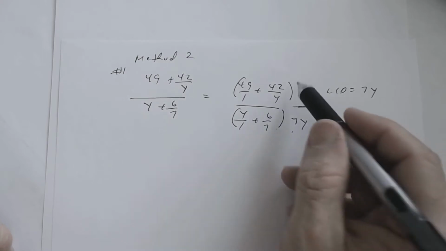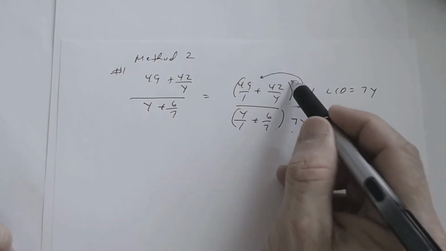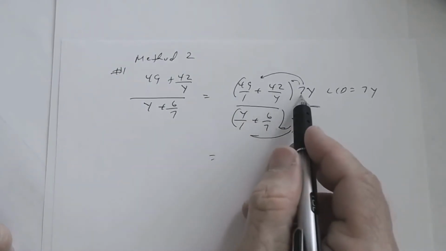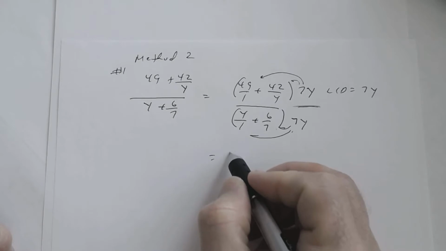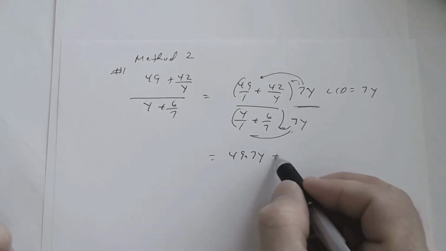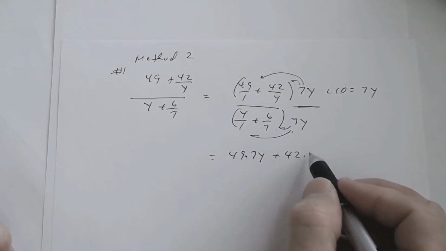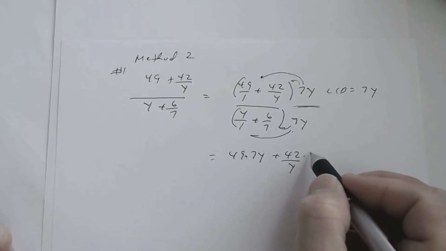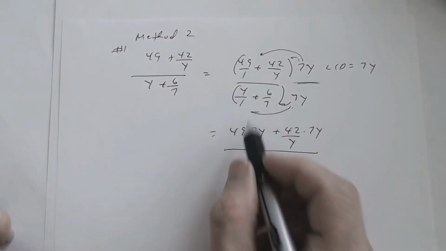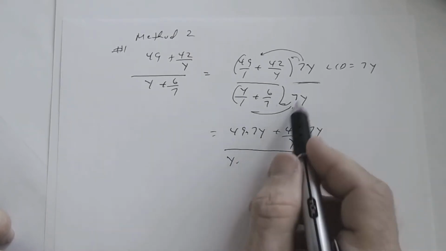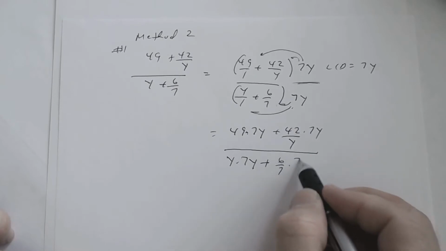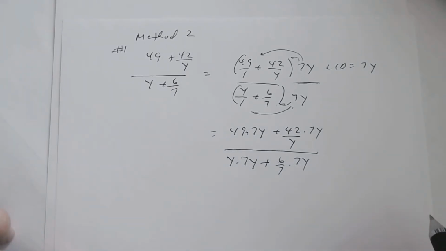All right, now you're going to distribute. And so when I do that, I get 49 times 7y, right? I'll leave it like that for right now, plus 42 over y times 7y, right? Okay? Divided by y times 7y plus 6 divided by 7 times 7y. Okay? So that's what I have.